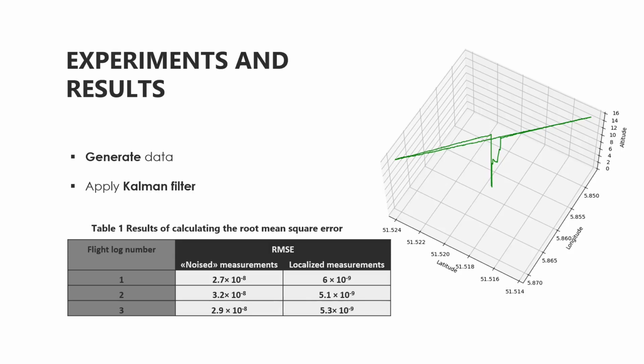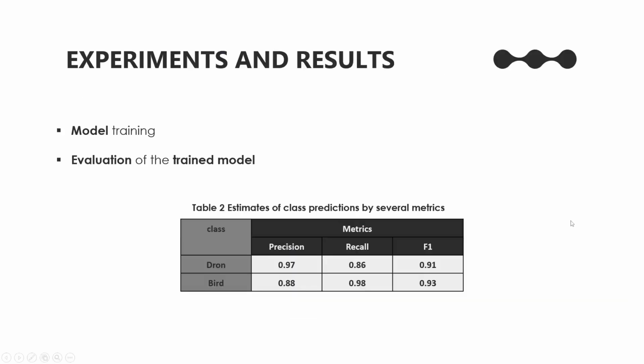The second stage is applying the Kalman filter to the generated data and measuring the errors to evaluate the results. For each file, 3 in total, with noisy radar measurements, we will find the root mean square error relative to the true trajectory. We will perform the same operation for the localized data, which will allow for further comparison in the before-after format. The results of the calculation are shown in Table 1. Then the model was trained and its accuracy was evaluated. The estimates of class prediction by several metrics are shown in Table 2.